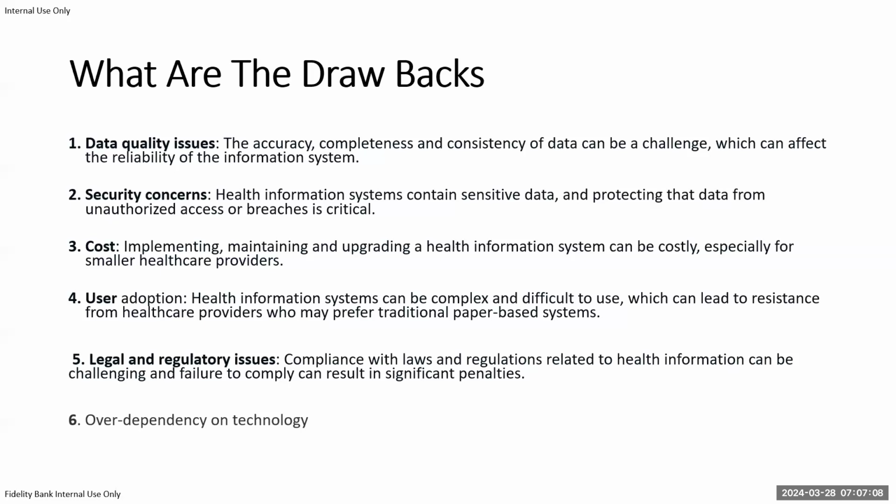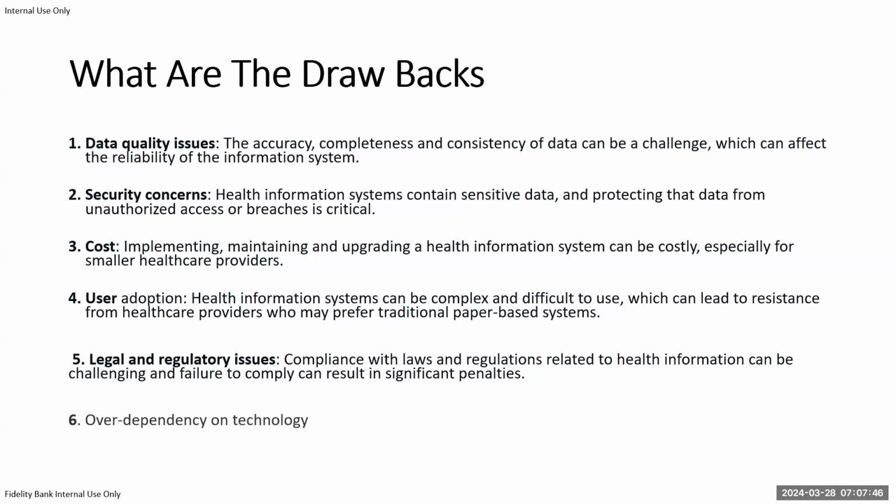Another vulnerability of medical informatics is the cost. Implementing and maintaining a health information system can be very expensive, especially for the smaller healthcare providers. User adoption can also be complex. The medical informatics system can be complex and difficult to use. And this can lead to some of the older healthcare professionals, who may be resistant to change, kicking against the introduction of medical informatics.